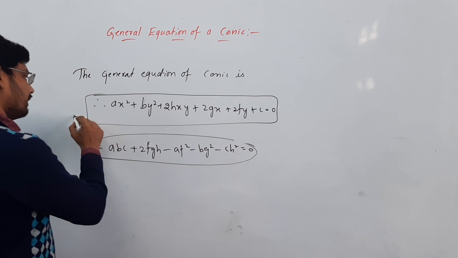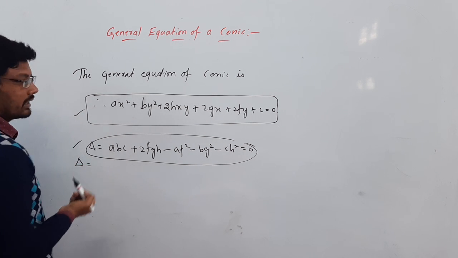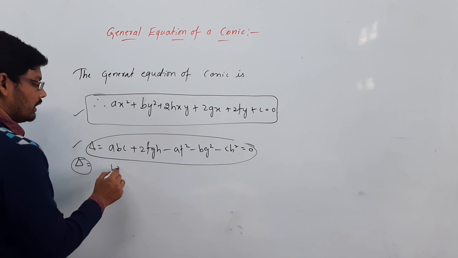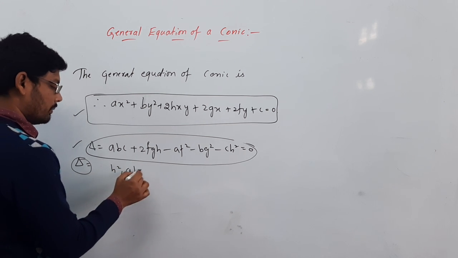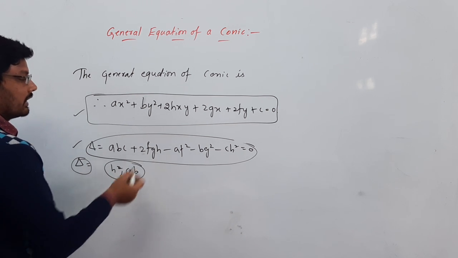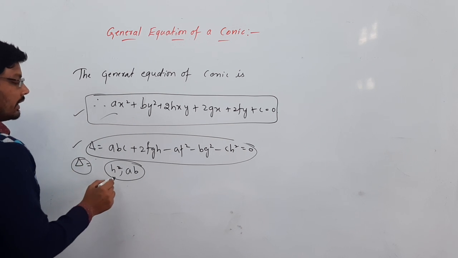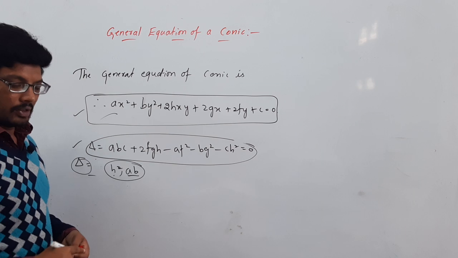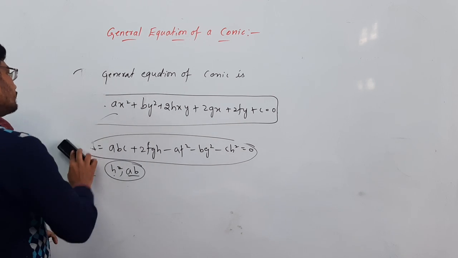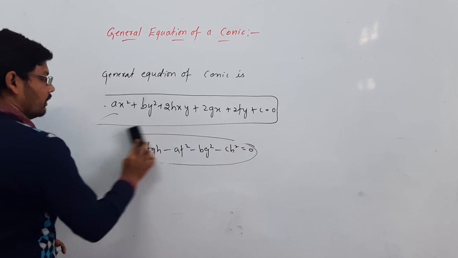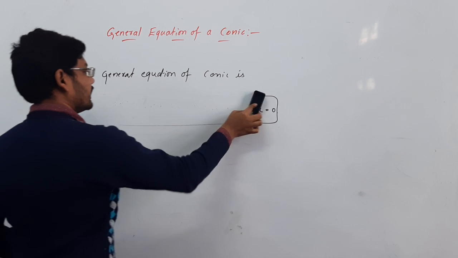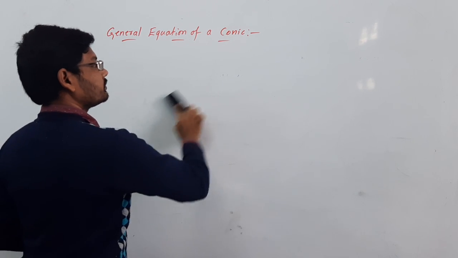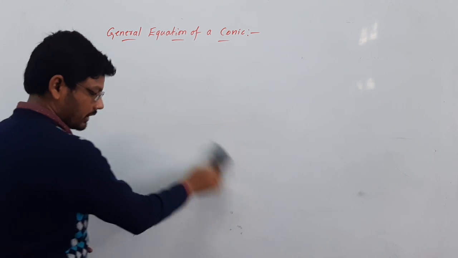Based on this equation and delta, we have some cases here: delta and the condition, that is h square and ab. Based on these two relations from this equation, delta and h square, ab values, we can find the variations in the parabola and the conic section. Let us start the conditions involved in conic section.